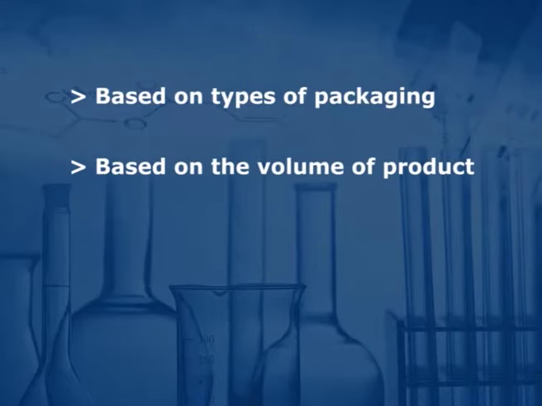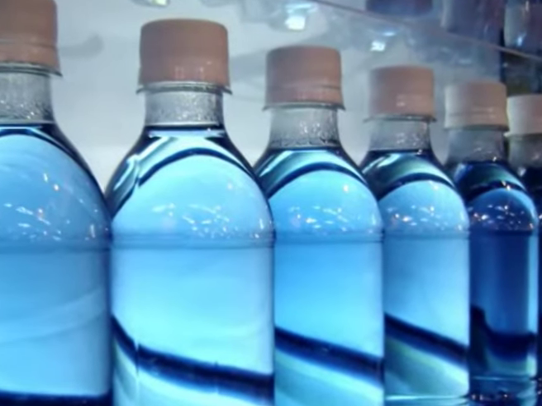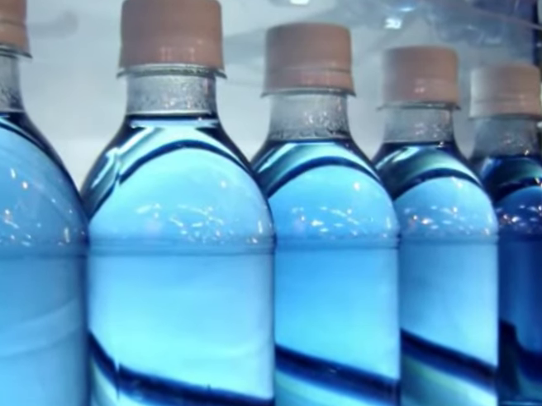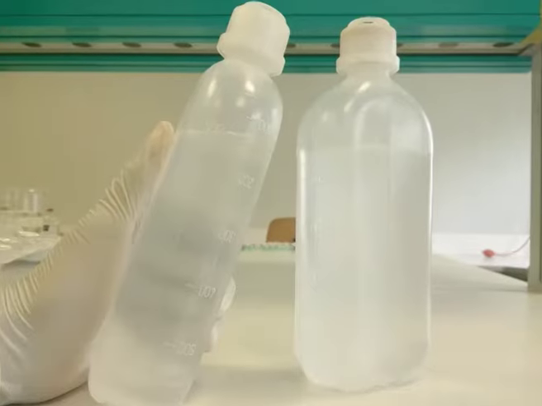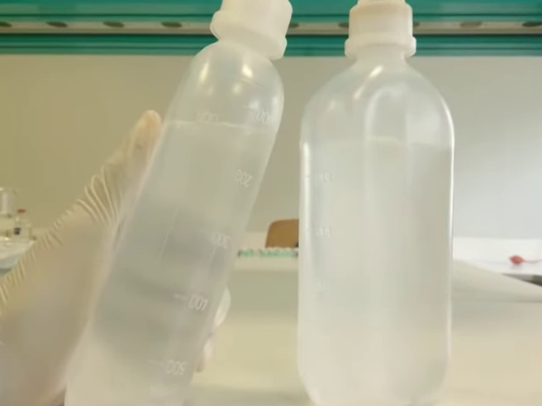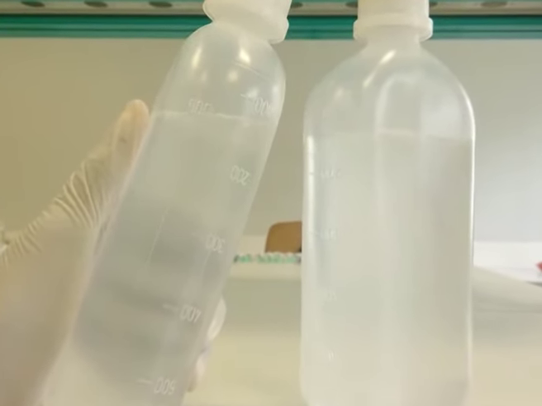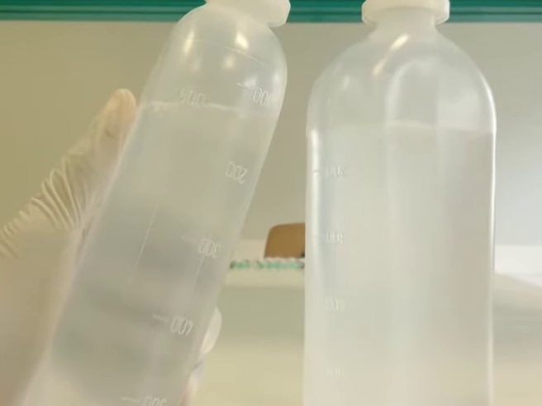Another classification is based on the volume of product. It may be classified as small volume parenterals, also known as SVPs, in which the volume of product is less than 100 ml. It is also classified as large volume parenterals, known as LVPs, in which the volume of product is equal to or more than 100 ml.